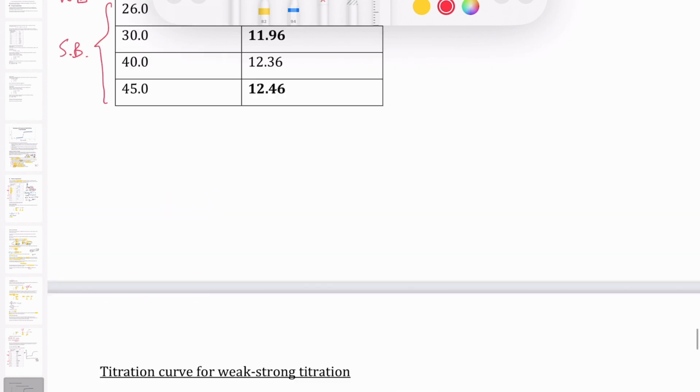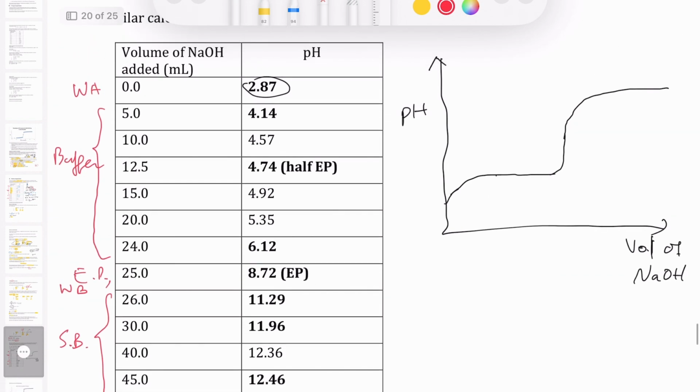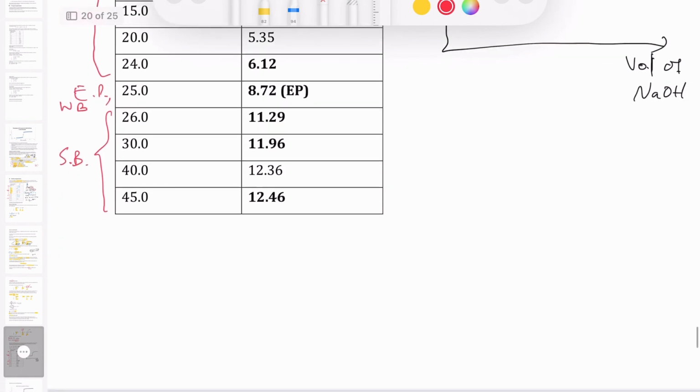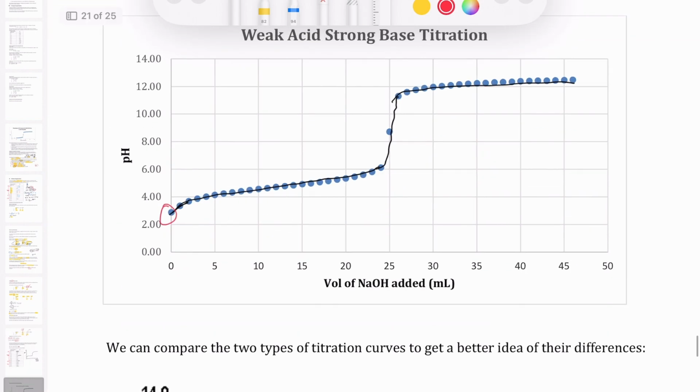That corresponds to the regions that I mark here on the table, which is the weak acid, the buffer, the weak base, and the strong base. So at the beginning we have a weak acid, and then afterwards this entire region here is where the solution that we have is just a buffer. And then here we have the equivalence point, which happens to be a weak base for this particular titration.